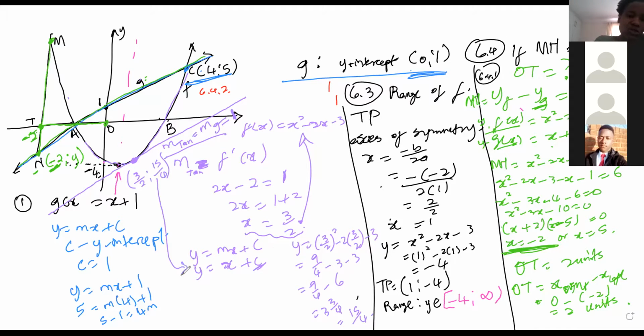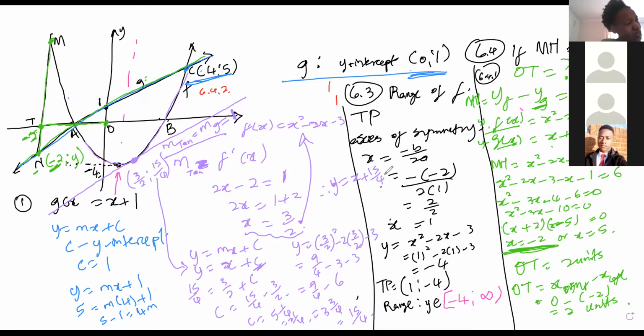So now I can take that and substitute here to get the value of C for the equation. So y is 15 over 4, x is 3 over 2 plus C. Then the value of C will be 15 over 4 minus 3 over 2. Then let's see how much that is. So minus 3 over 2, five and 1 over 4, which is 21 over 4. Okay, so that's the C value. Therefore, the equation of the tangent is going to be x plus 15 over 4.